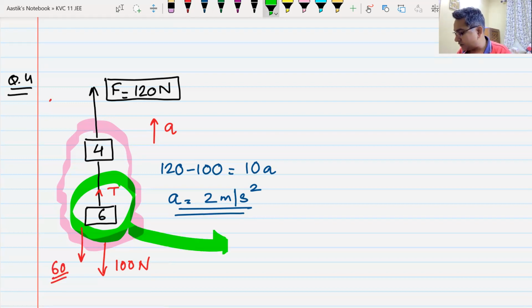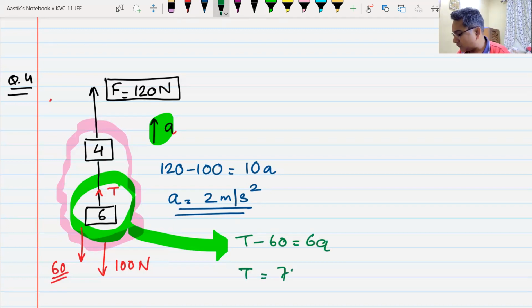What is the equation? Remember, this lower block is also moving upwards with an acceleration a, my dear friends. So the equation becomes T minus 60 is equal to, not the total mass, only 6a. So T becomes equal to 72 newtons. Everyone understands this, yes or no? Yes, sir.